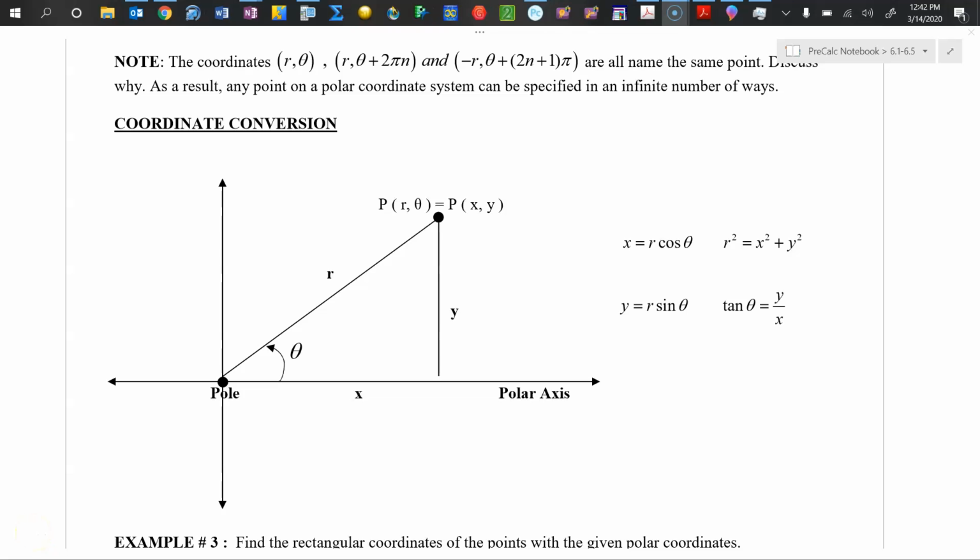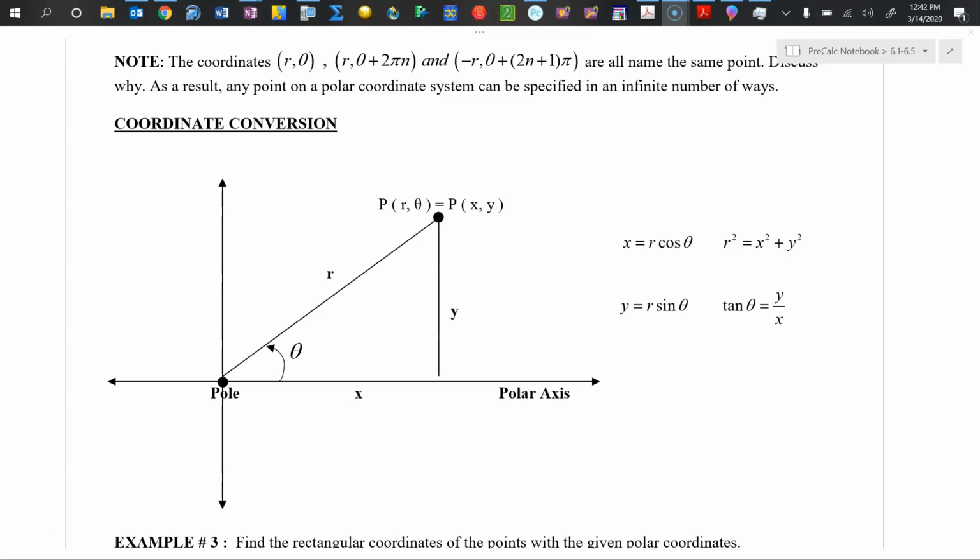Welcome back, everyone. Now that you know how to plot points using a polar coordinate system, we're going to look at how to convert between coordinates using a polar coordinate system and those using a Cartesian coordinate system.